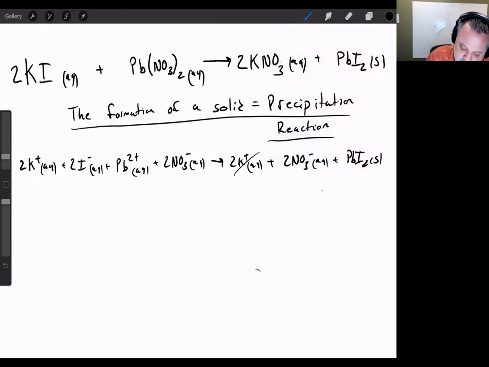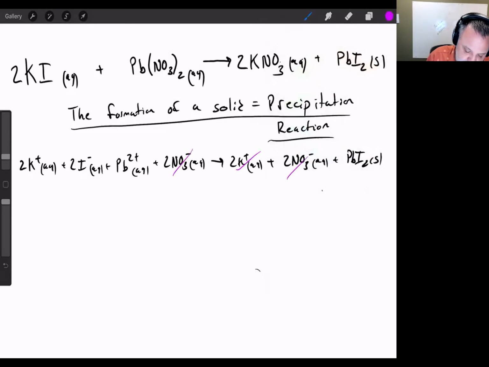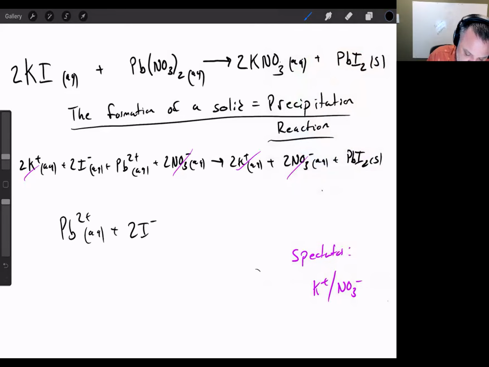What are the spectator ions? Potassium and nitrate appear on both sides. We'll cancel those out. We'll label them as spectators. And then we'll rewrite everything else. Pb2+ aqueous plus 2 I- aqueous produces PbI2 solid. That's the net ionic equation.